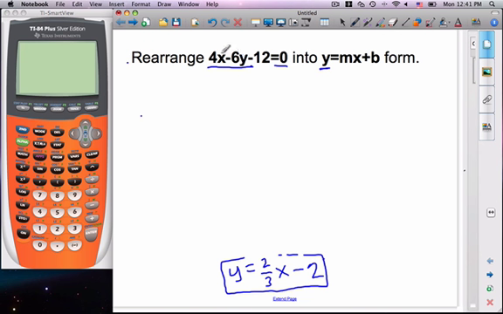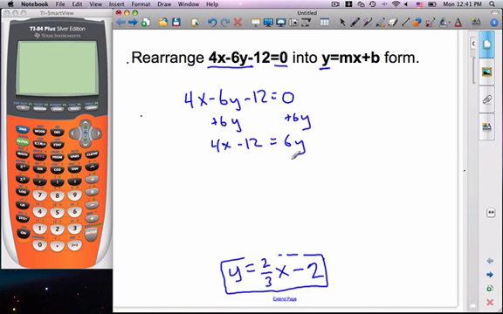Now, if the y is negative, rather than moving the 4x and the negative 12 over to the other side, we can start by moving the negative 6y over to the other side. So we start with 4x minus 6y minus 12 equals 0. The y value is negative. I'm going to move the y value over to the other side. So I'm going to do that by adding 6y to each side. That will give me 4x minus 12 equals 6y.